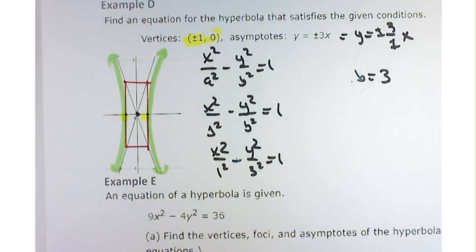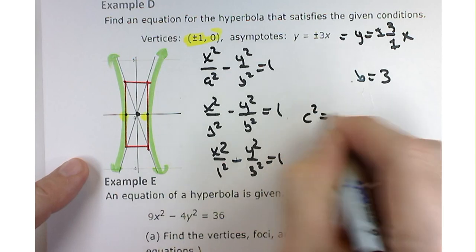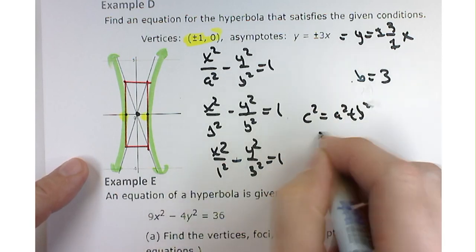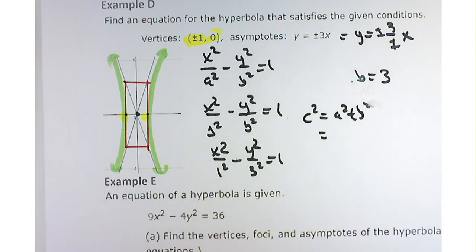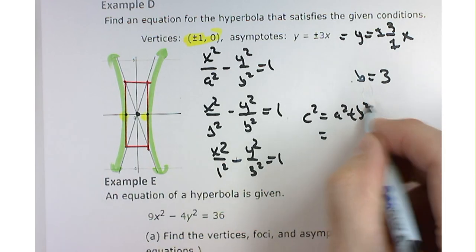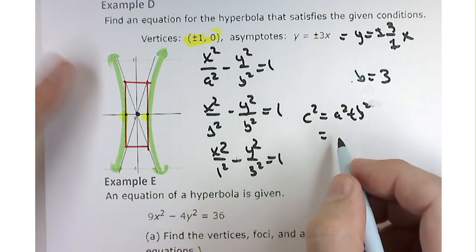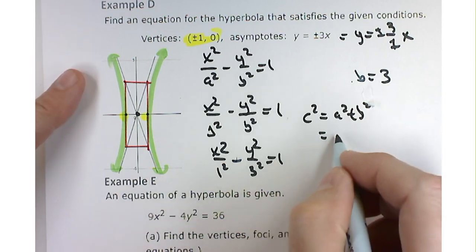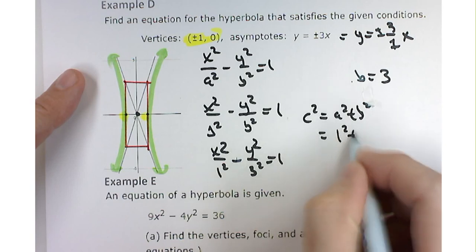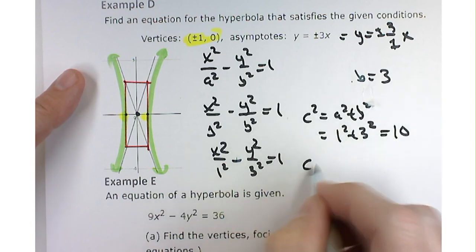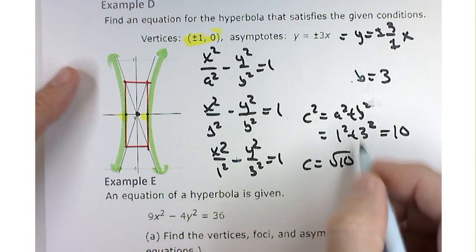Ooh, let's determine the foci as well. That's good practice. C squared equals a squared plus b squared. What's that going to equal for us in this particular problem? Kiki, what should I fill in for a squared and b squared? 1 squared plus 3 squared. Perfect. So I get 10, so c equals the square root of 10. Nice.